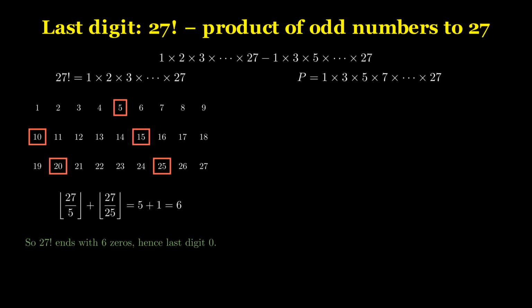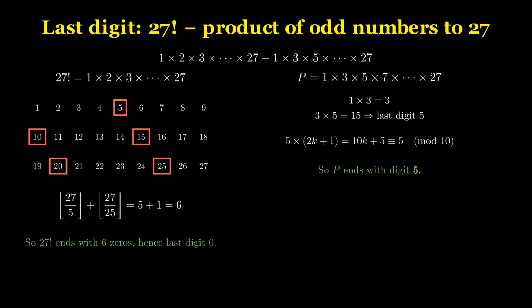Now consider the product of odd numbers up to 27. We only need its last digit. So we will compute the product modulo 10 and focus on last digits as we multiply. Multiply the first two odds. 1 times 3 equals 3. Then multiply by 5 to get 15, which ends with digit 5.